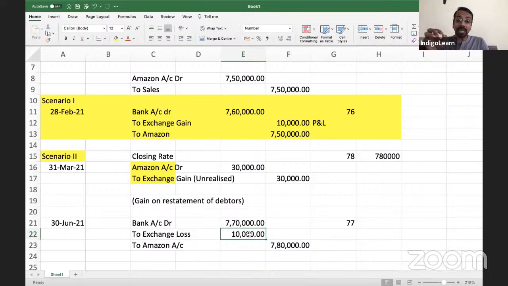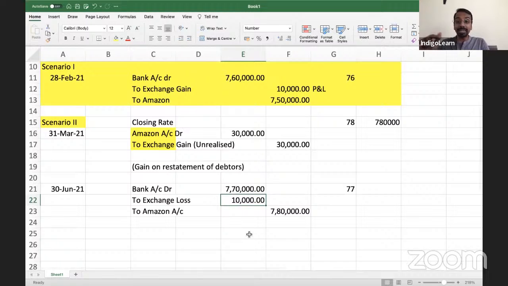If the transaction has been settled, any gain or loss arising out of that settlement of transaction will be recognized in the statement of profit and loss. Right? Simple. I don't think there is much complication here. But always remember, you are restating only monetary items. We are not restating the non-monetary items. We are restating only the monetary items.